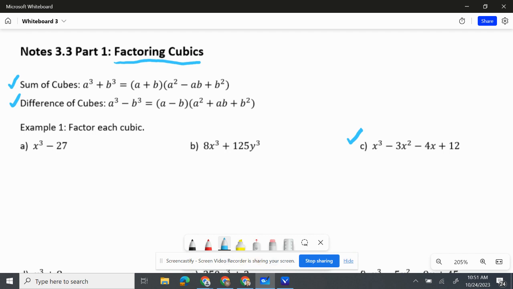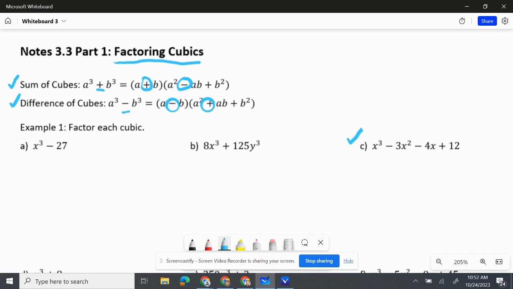How we know it's a sum is there's a plus sign in between the two cubes, and how we know it's a difference is there's a subtraction sign. Now, if you look at the two formulas, you'll notice that they're basically identical except for two things. For the sum, it's plus and then minus. For the difference, it's minus and then plus. Basically, it's identical other than that.